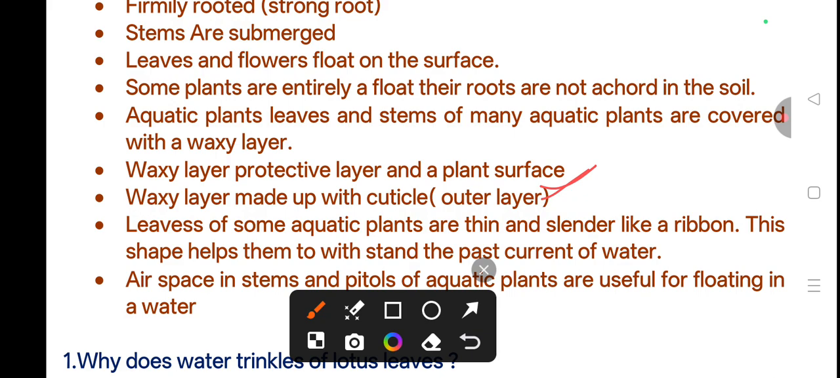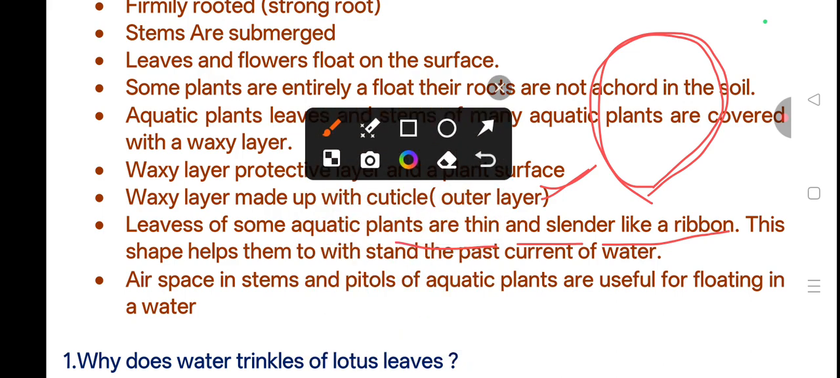Leaves of some aquatic plants are thin and slender like a ribbon. This shape helps them withstand the current of the water. What happens here? The leaf is like this, slender like a ribbon. This leaf helps to withstand the force of the flowing water. The air space in the stem and petals of aquatic plants is very useful for floating in the water.